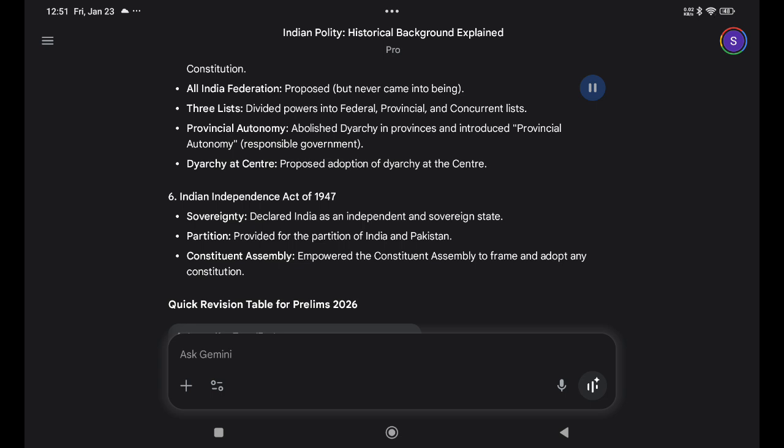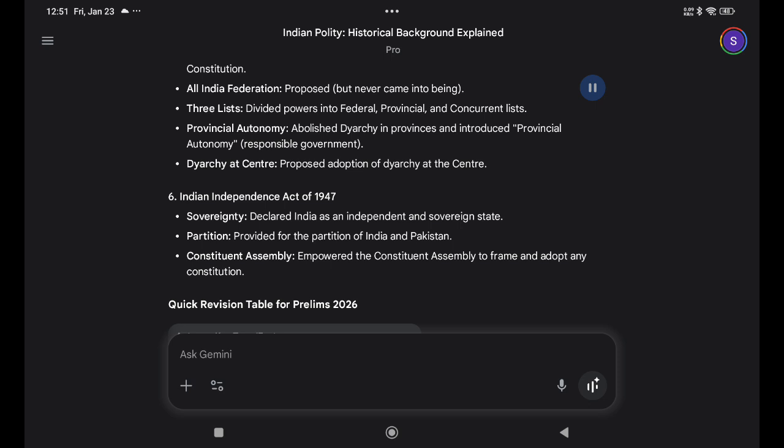6. Indian Independence Act of 1947. Sovereignty: declared India as an independent and sovereign state. Partition: provided for the partition of India and Pakistan. Constituent Assembly: empowered the Constituent Assembly to frame and adopt any constitution.